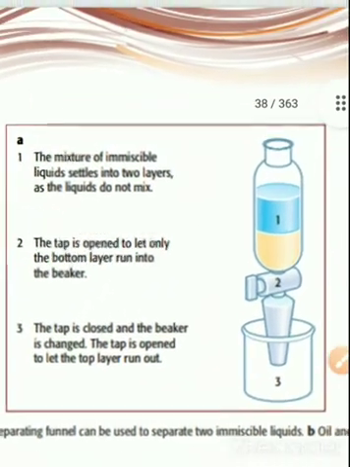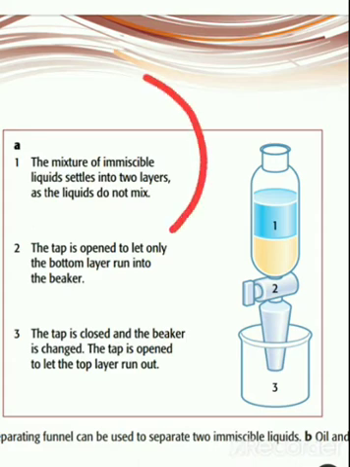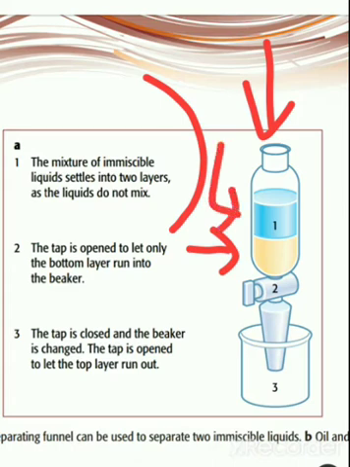Here is a short demonstration for the separation of immiscible liquids on the basis of their density. The first step is that the mixture of immiscible liquids would settle into two layers as the liquids do not mix. They are immiscible, so they are not going to mix anywhere. As soon as you pour in the mixture and allow them to settle, the liquid with more density would be available right at the bottom, and the other, whether it is water or something else, is going to stay right on the top.